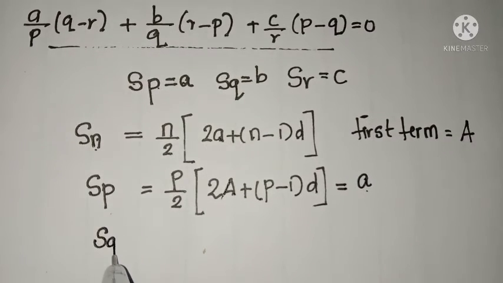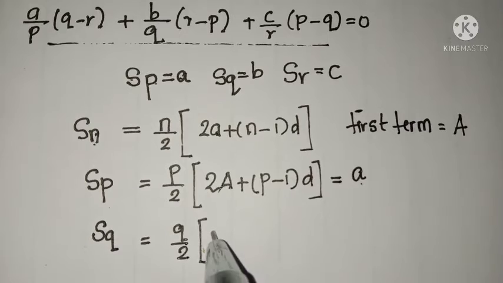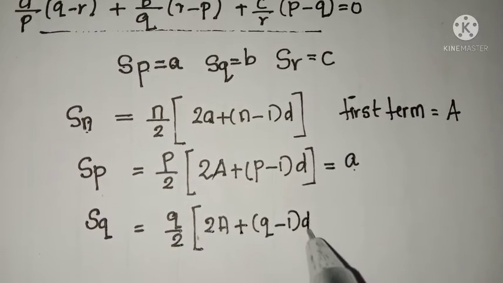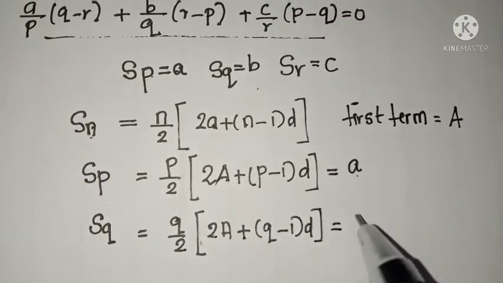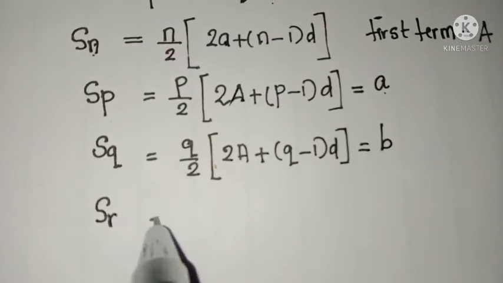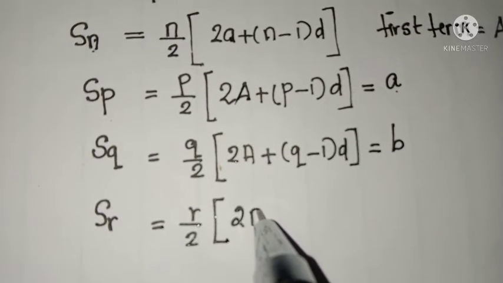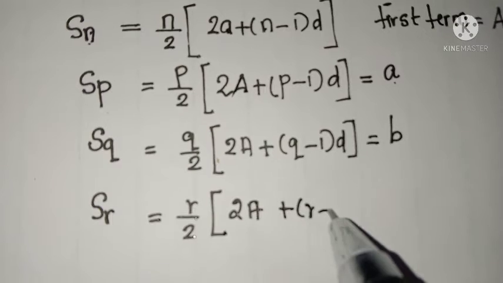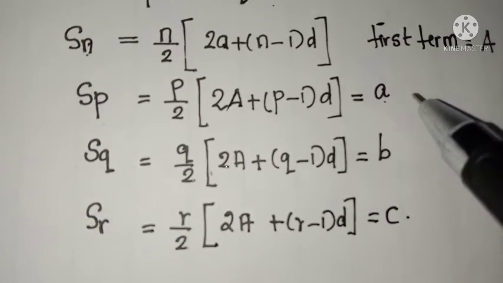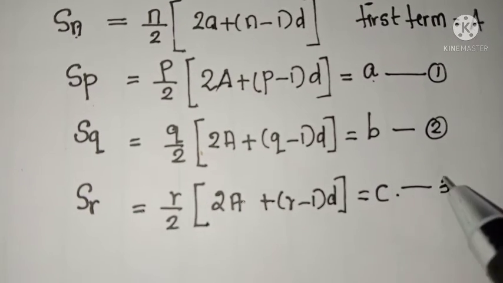Similarly, what is SQ? The sum to Q terms is Q by 2 into (2A plus (Q minus 1) into D), and it is given SQ is equal to B. Similarly, SR equals R by 2 into (2A plus (R minus 1) into D), which is equal to C. So, equation 1, equation 2, equation 3.